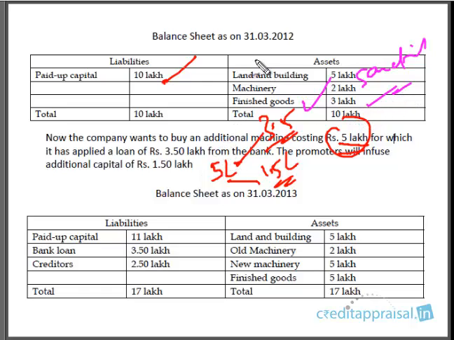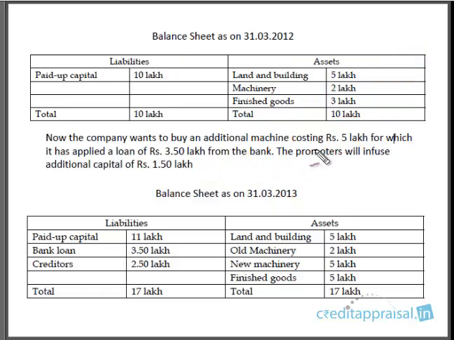Right? So one year has passed, and now we have the balance sheet available for the next year, that is 31/3/2013. When you see the balance sheet of next year, you can see that the company has purchased this 5 lakhs machinery. Let us assume the rest of the figures are the same. So still the land and building is 5 lakhs. We are assuming there is no depreciation of the building, and no depreciation on the old machinery either. Let us assume that for simplicity. Maybe inventory has increased to 5 lakhs. So this is the position.